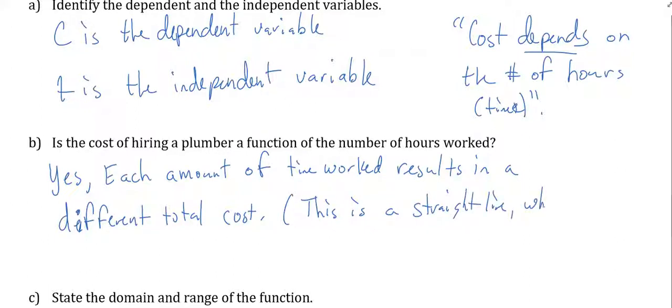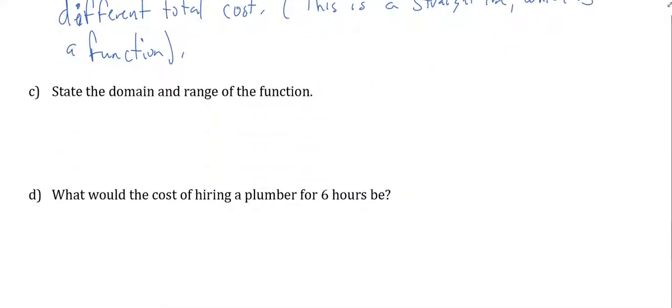Which is a function. State the domain and range. Now, if I were to just graph this, it would be a line that would go everywhere. But in real life, what is possible? So the domain is the possible values for the independent variable.